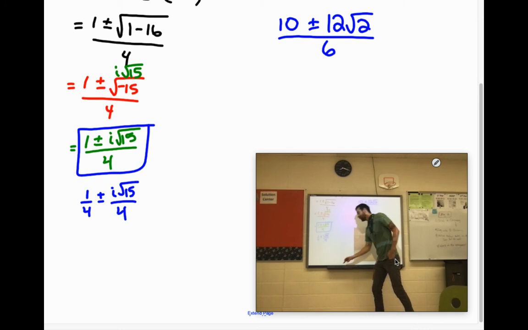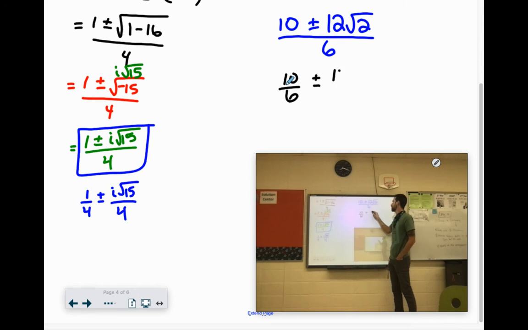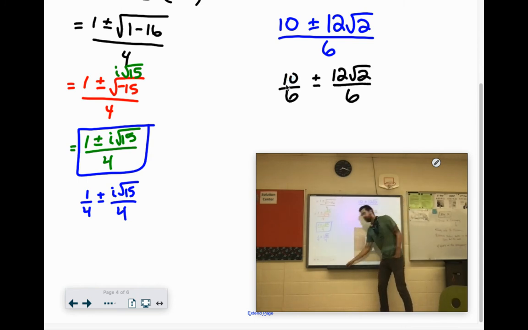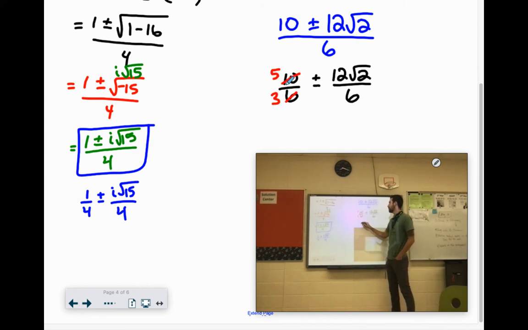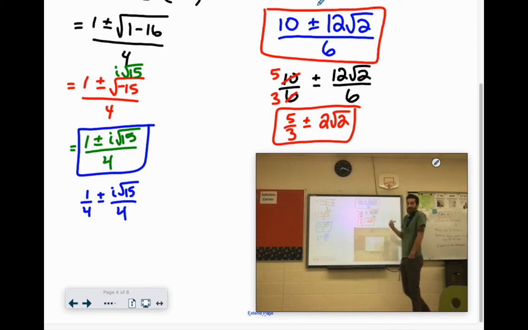If you were to separate each part of that, like 10 over 6, plus or minus 12 root 2 over 6, it goes into 10 and 6 too. So it goes into 10 5 times, 6 3 times. We'd have 5/3 plus or minus, and 12 root 2 divided by 6 would be 2 root 2. This would be the final answer I want instead of up here, because it can be simplified.